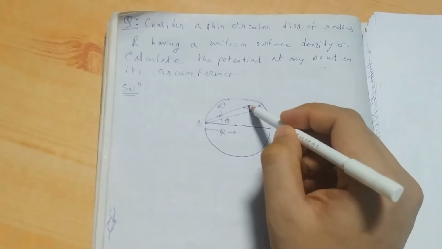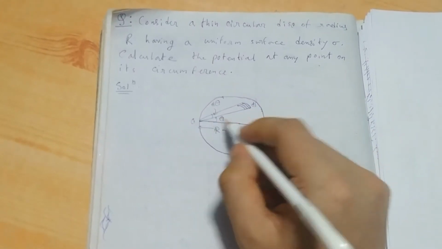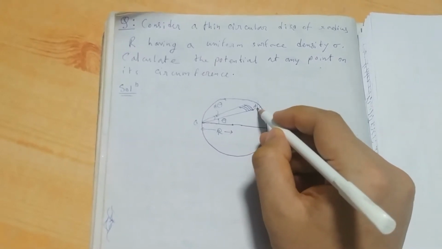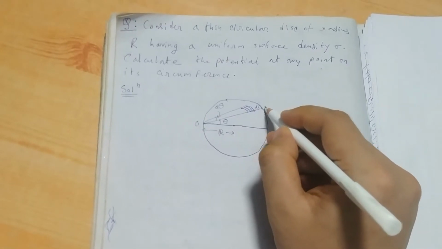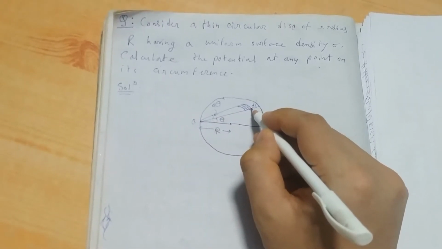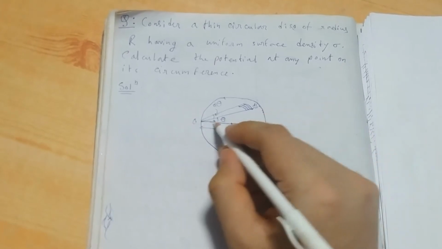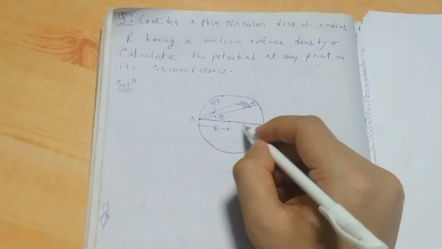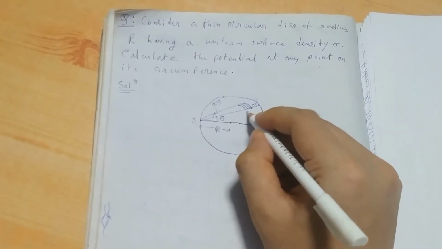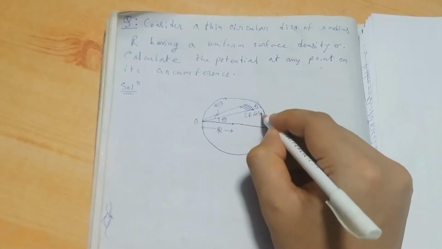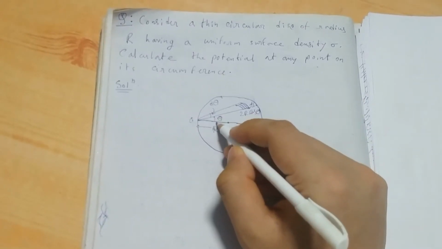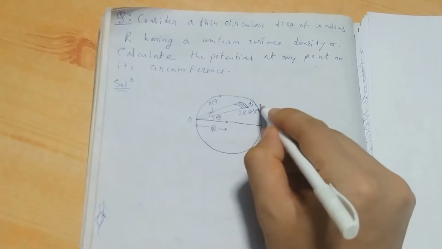This ds is the surface element that we considered here, and if I increase this line up to the circumference, then the whole line will be 2r cos theta, because as this is the total diameter 2r, and this is the theta angle, this line will be 2r cos theta.